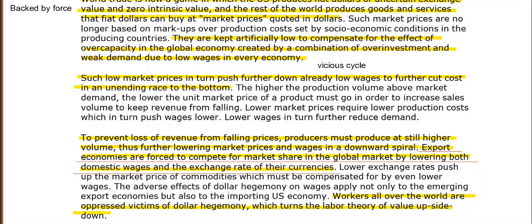In other words, they cut the price, so that means you have to produce more, and when you produce more, you cut the price, and you have to keep increasing sales and flooding the market to keep your revenue from falling, keep your economy alive. Lower market prices require lower production costs, which in turn puts wages down lower. Lower wages in turn further reduce demand.